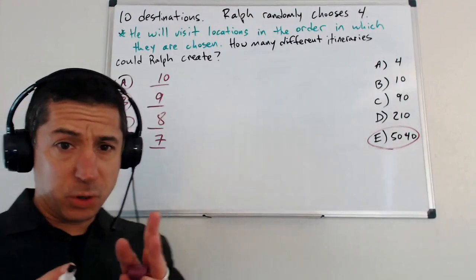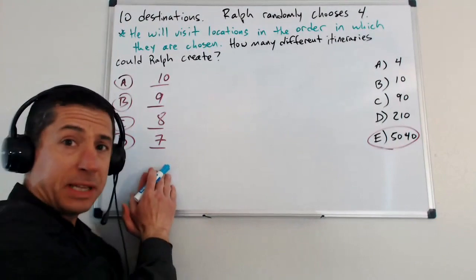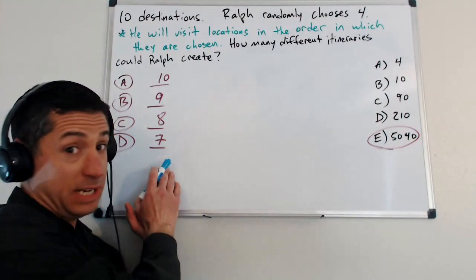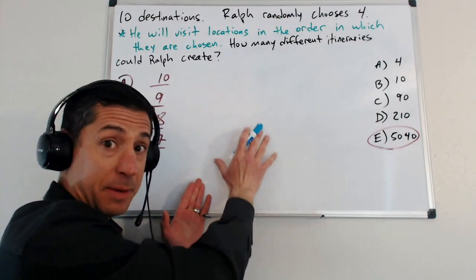Fantastic. Now, real quick, just to make sure that we're connecting the dots here. Notice I don't use a formula here. So when order matters, I have no need for a formula. It's when order doesn't matter that I'm going to go ahead and use a formula.